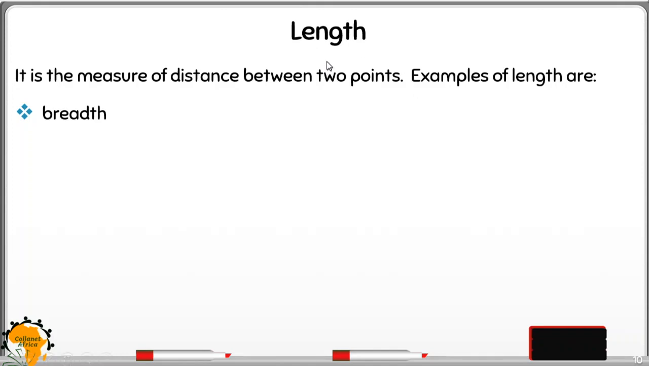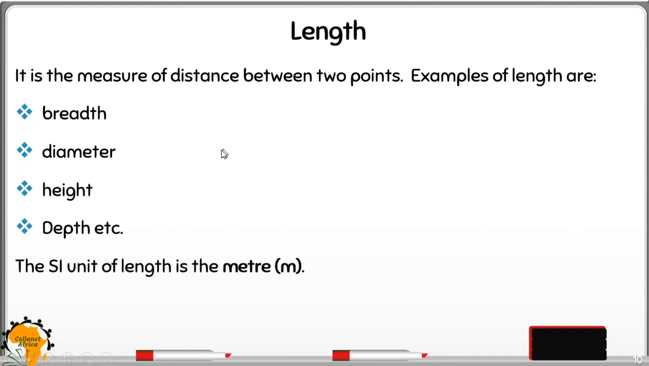Welcome to today's lesson. We are going to look at length, and we start by defining the term length. Length refers to the distance between 2 points. For example, we have breadth, diameter, height, depth, and this implies that when you take any 2 points and get the distance, you are referring to the length, which implies that even the radius, the height, and the depth are lengths.